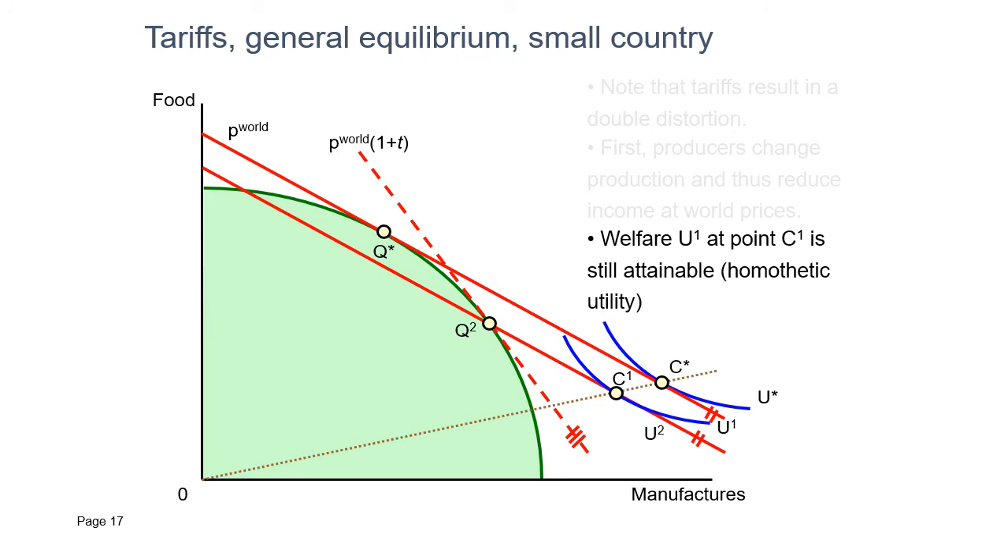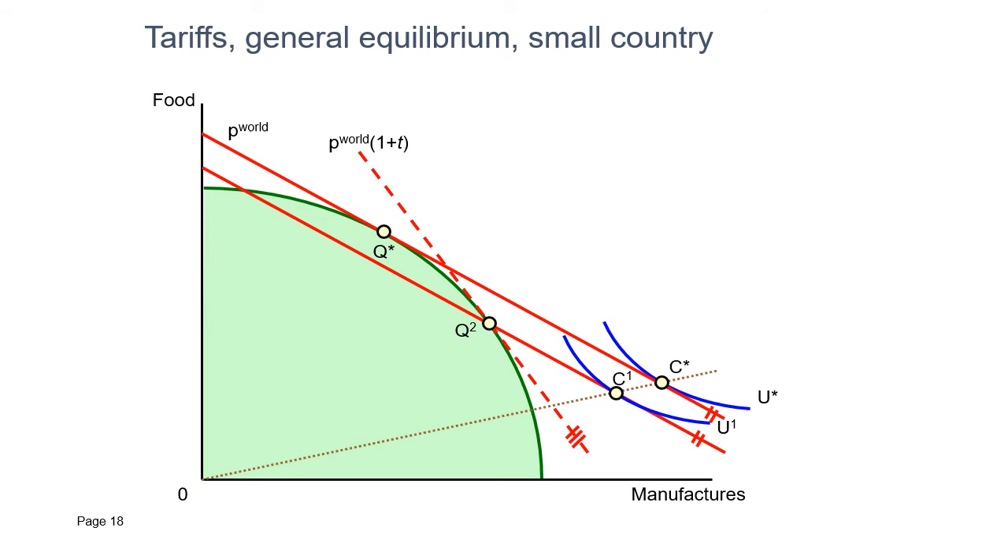It has reduced because of the distortion in prices. So we produce at Q2, but the income that we can derive is only based on the lower red line that passes through Q2. Nothing has happened in terms of consumption, so we'll consume at the place C1, where our marginal rate of substitution is still equal to the old world prices before the distortion. The only effect that has occurred is in terms of production.